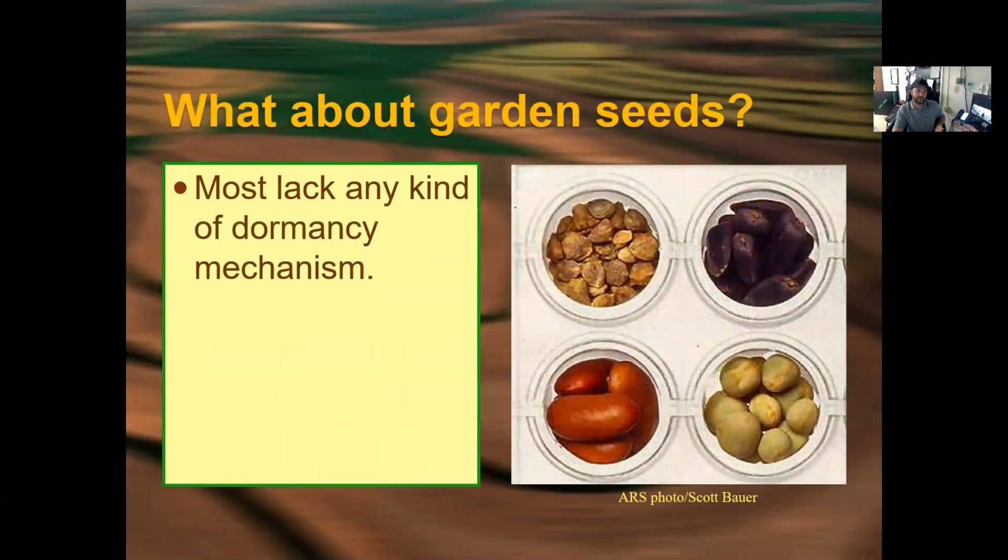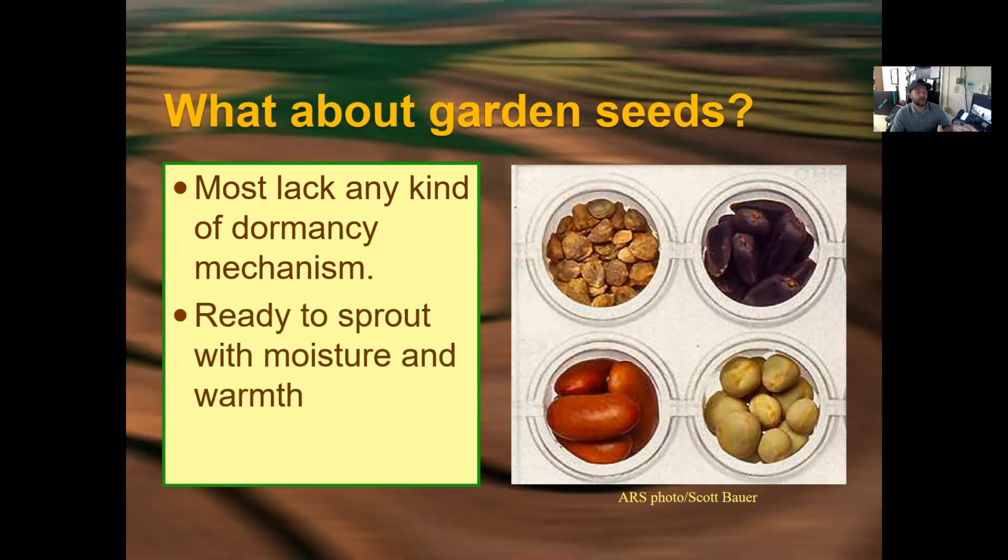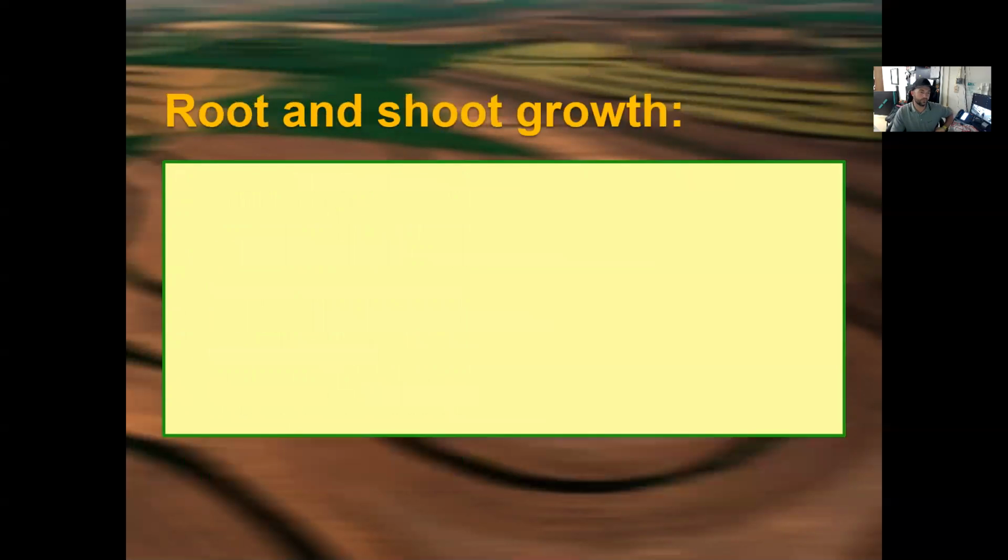So what about garden seeds? Most lack any kind of dormancy mechanism. So if you're buying seeds off the shelf at Lowe's or any other store, you can just throw these in the ground, you're good to go. But like I said, always make sure you're doing your research. They're ready to sprout with moisture and warmth.